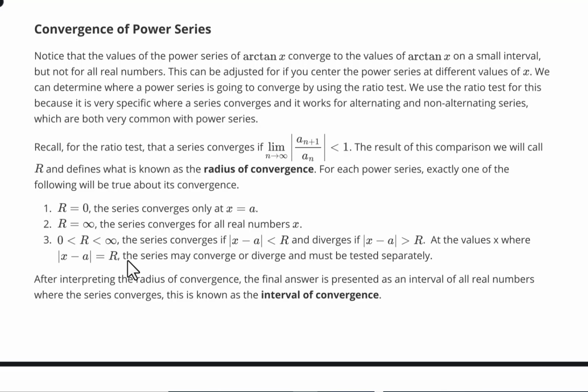But of course, the interval of convergence could be just a single number. The interval of convergence could be all real numbers, or it could be the actual interval that we solve for here. It just depends on the result from our ratio test. So let's take a look at some series. We'll come back to the arctangent function at the end, but for right now, let's look at some different series and get an idea of how we can determine the convergence of a power series.